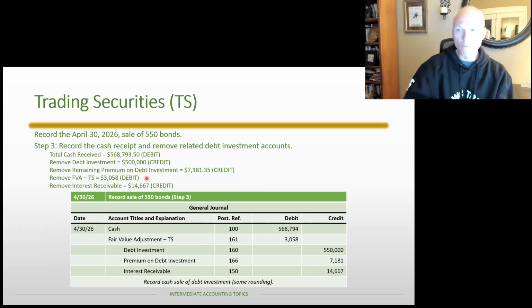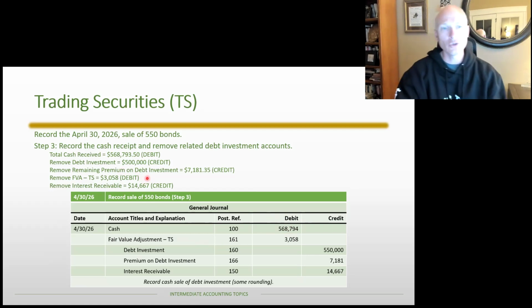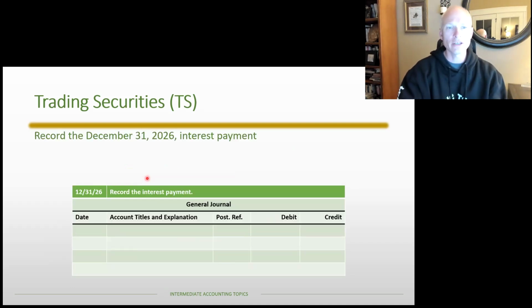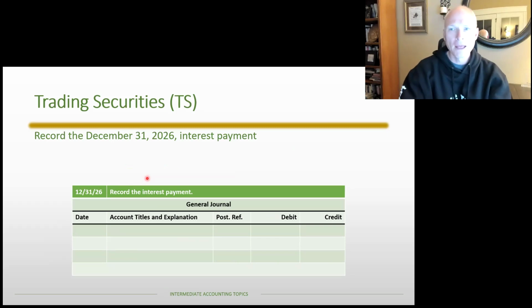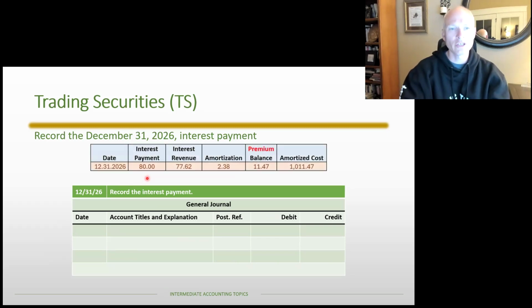All right, so hopefully that's not too bad. We're going to do, I think, one more journal entry here just to kind of close the loop on the journal entries for trading securities. So we're going to do that December 31st journal entry. Actually, we're going to do two of them. This one may run a little long. That's okay. But we have the December 31st, 2026 journal entry.